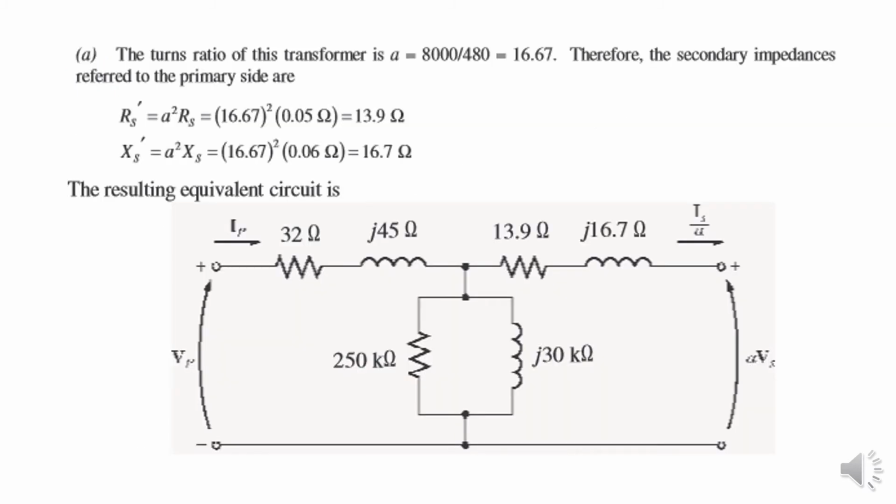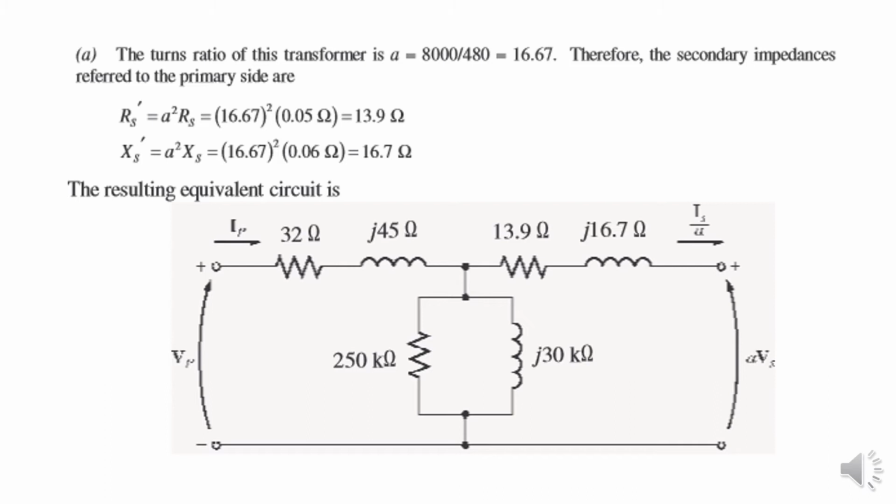So again, as I have told you, A can be found as 8000 divided by 480, which is equal to 16.67. If you can remember our previous model, since you were given RP, XP, RS and XS, and all the values, we have to refer to this model, not the REQ XEQ model. Okay, so refer to the equivalent circuit.